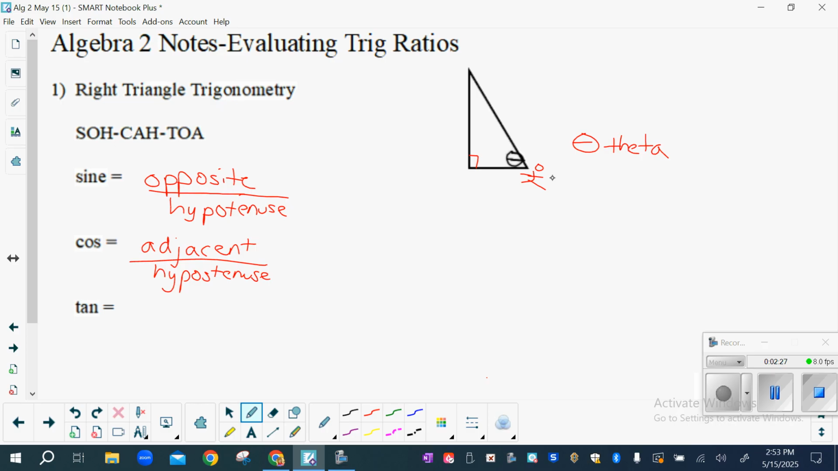Okay, the hypotenuse is right here. It's the longest side, the side that's across from the right angle. So what side would be opposite from theta? The one that goes up and down here, this is opposite. Thank you, those of you that are sitting quietly.